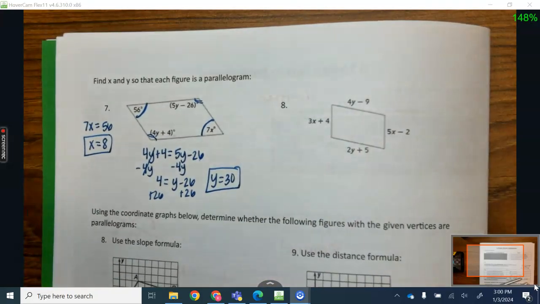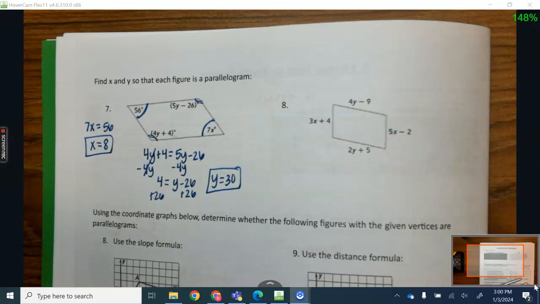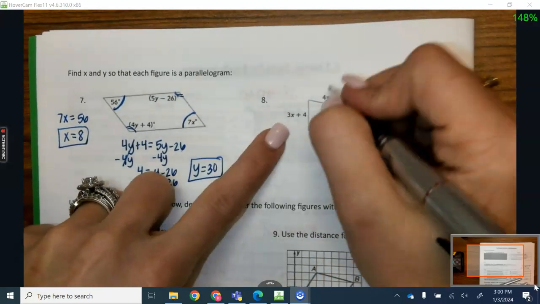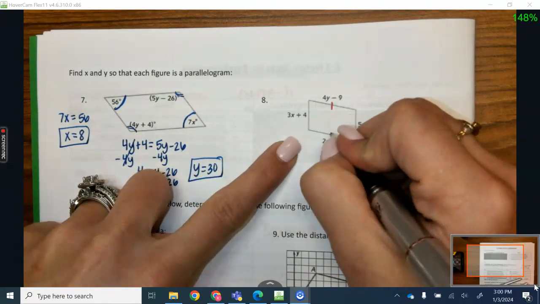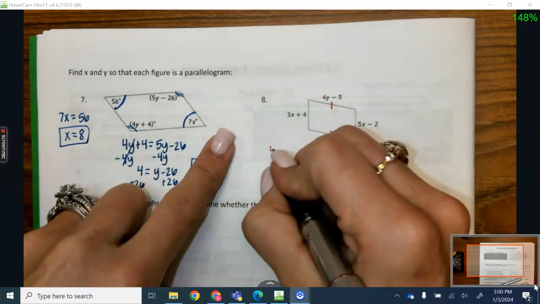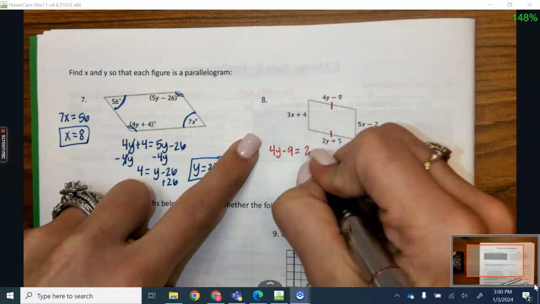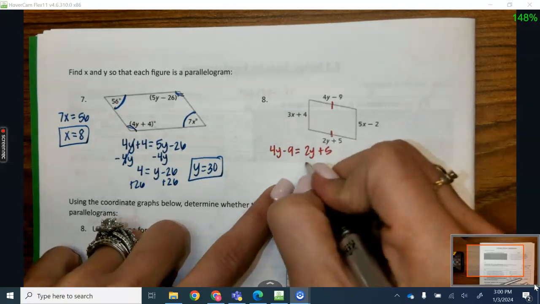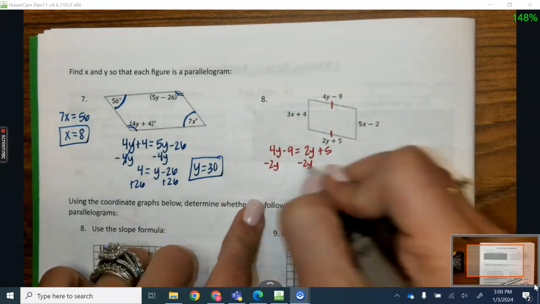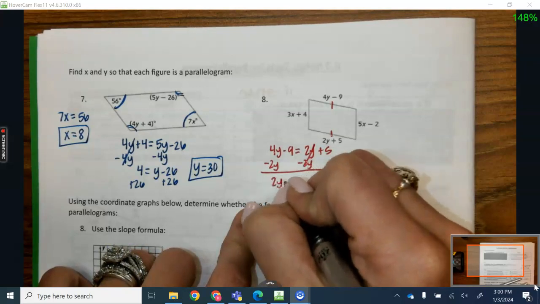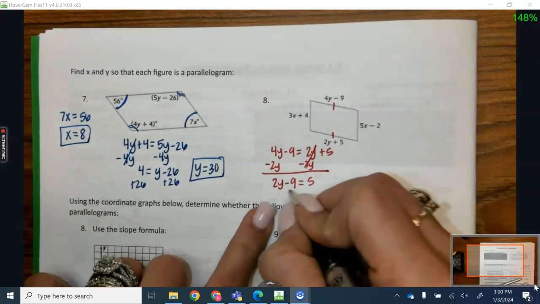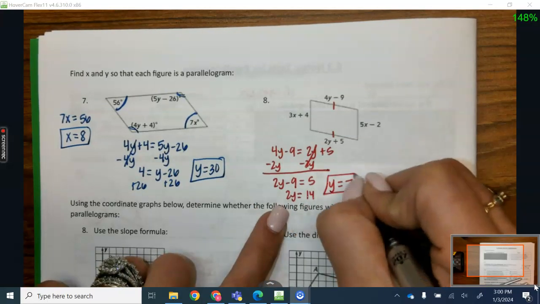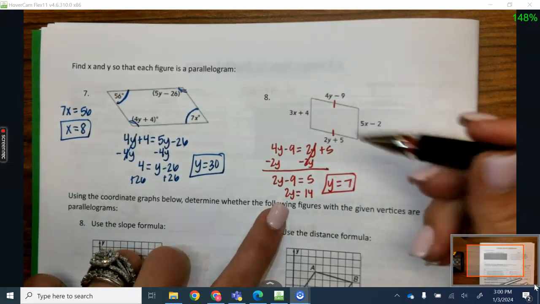So same concept for number 8. This time I have side measures, right? Meaning I should be looking at the property that opposite sides are congruent. So this 4y minus 9 should be congruent to 2y plus 5. So I would set those two sides equal to each other to solve for the one and only y value that would make this a parallelogram. So if I move my variable to one side, 2y minus 9 is equal to 5. Add over 9, 2y is equal to 14. Y has to be equal to 7 in order for those two sides to be congruent.